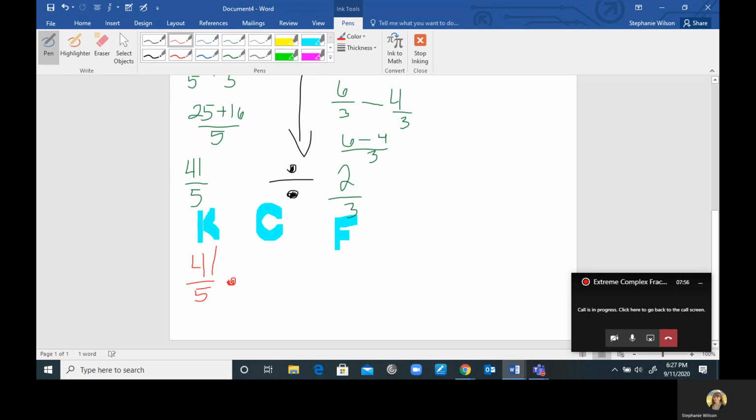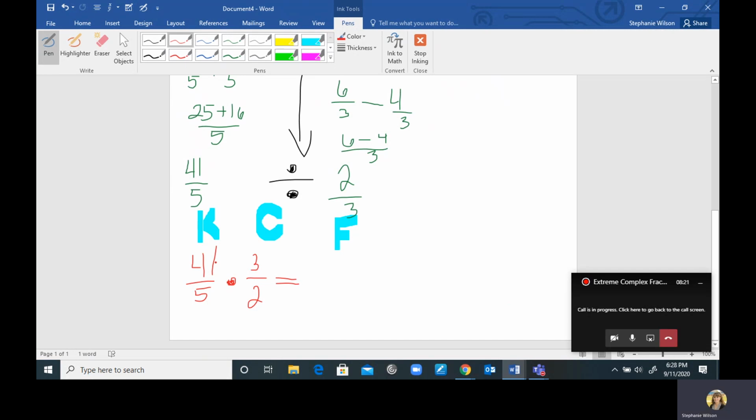times 3 over 2. Now, whenever we're multiplying fractions, we always ask, is there a number on top that will reduce with the number on bottom? Well, I'm looking at the numbers on bottom. 5 and 2 are prime, and neither one of these will go with the number on top. So as long as that is the case, then I can just move on to the next step.